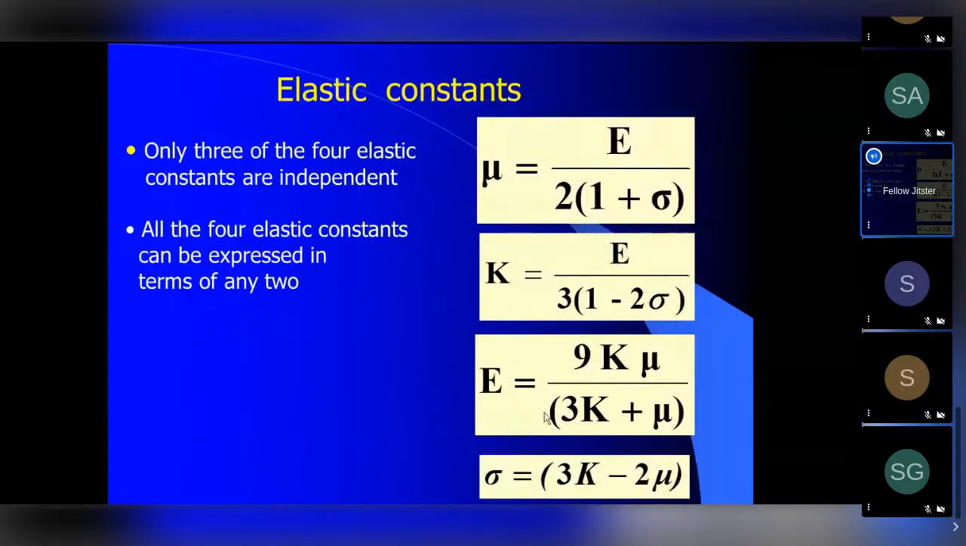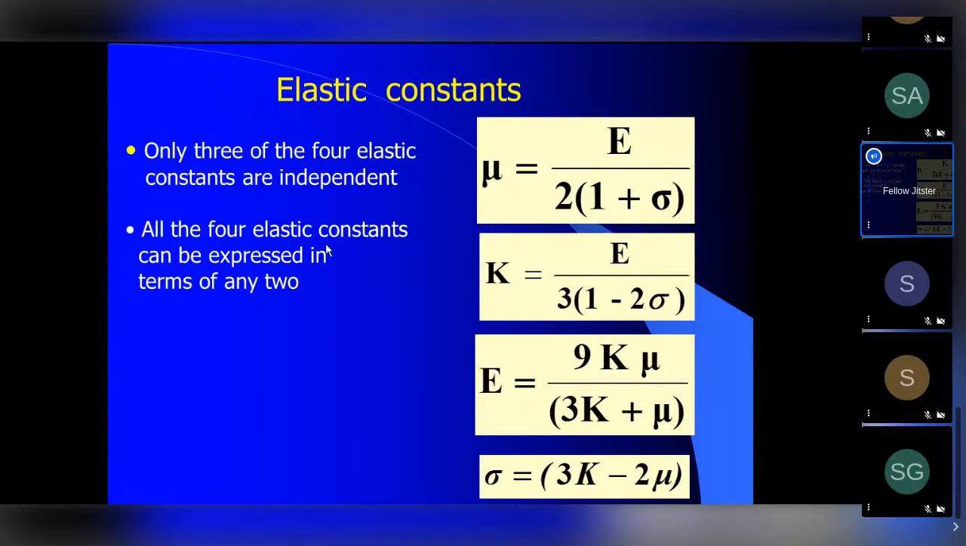So these are the elastic constants. You can define one with the other. So you have the shear modulus on the top, and you can define it with respect to the bulk modulus and the Poisson's ratio. You can define the bulk modulus in terms of the Young's modulus and the Poisson's ratio, and the Young's modulus you can define in terms of the bulk modulus and the rigidity modulus, that means shear modulus.